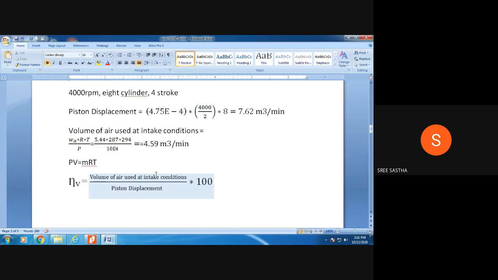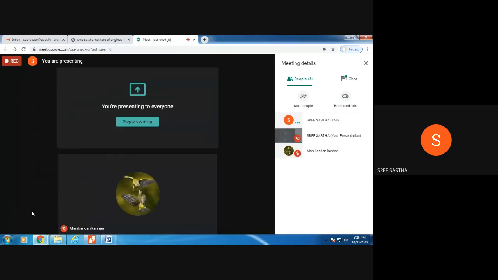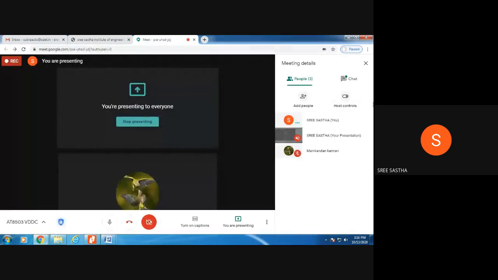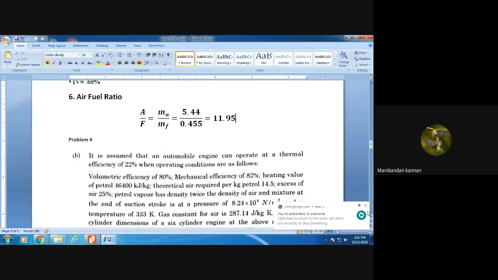You correct my mistake. Initially I typed it wrongly. It is volume of air used at intake condition divided by piston displacement. Okay, so an air fuel ratio. This is one of the most important problems. Shall we proceed to the next problem? Manigandan, shall we proceed to the next problem? Yes, sir. Okay, it will be simple only.